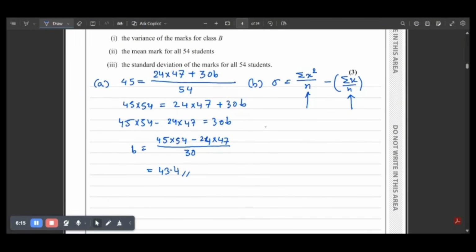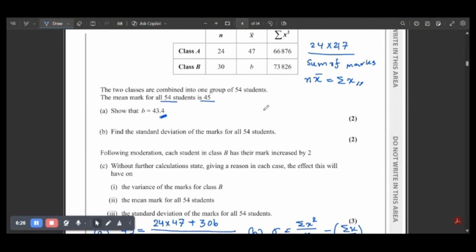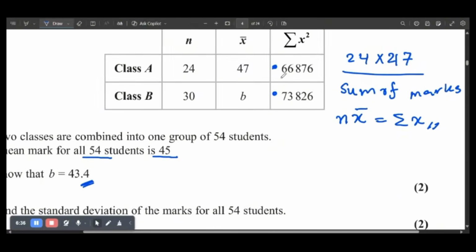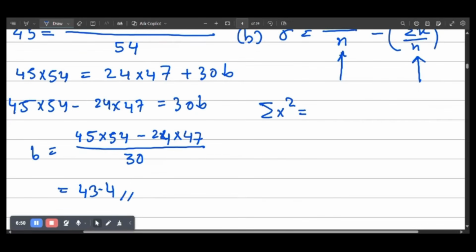To find the mean for x squared, we can just find the sum of x squared for the whole group. To find the sum of x squared for the whole group, we just have to add the individual sums together. We can see here the sum of x squared terms is this for A and this for B. We can just add them together to find the combined sum for the group of 54.